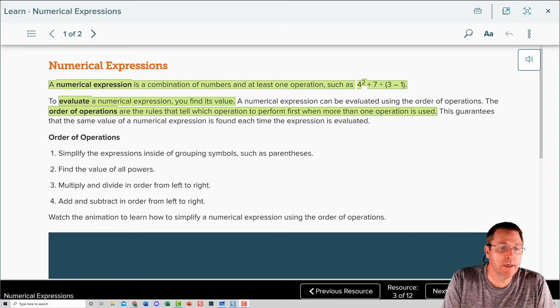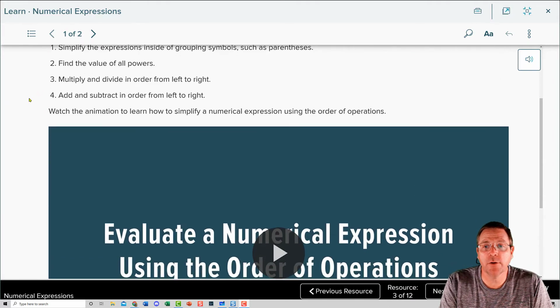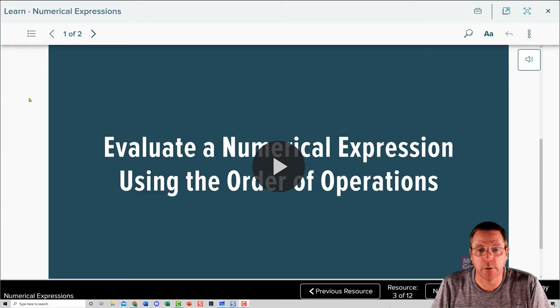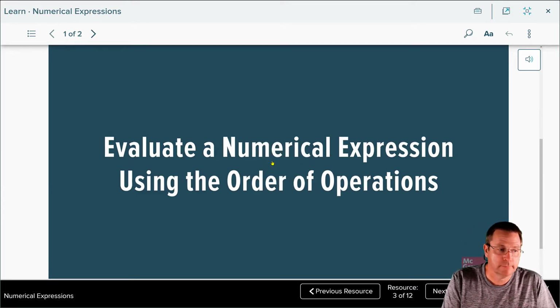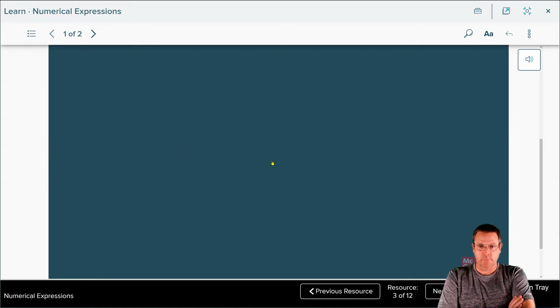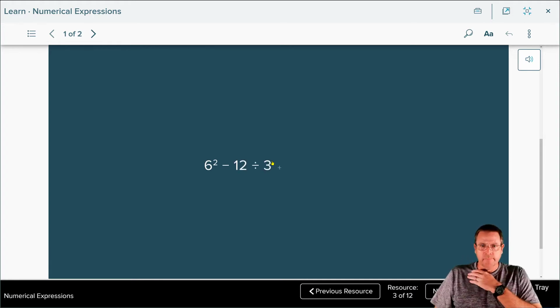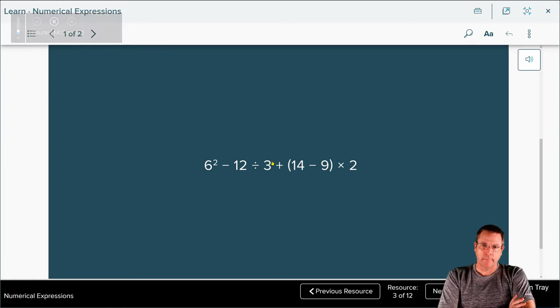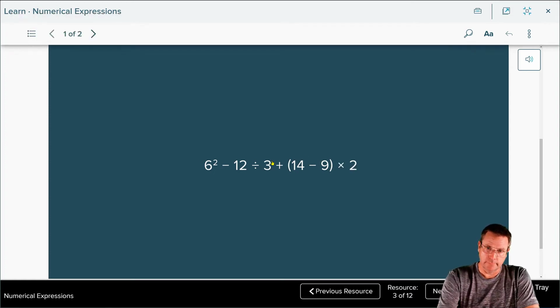Now we're going to watch an animation to learn how to simplify a numerical expression using the order of operations, something we've actually already done. Evaluate the expression 6 squared minus 12 divided by 3 plus the quantity 14 minus 9 times 2. Use the order of operations to determine which operation to perform first.